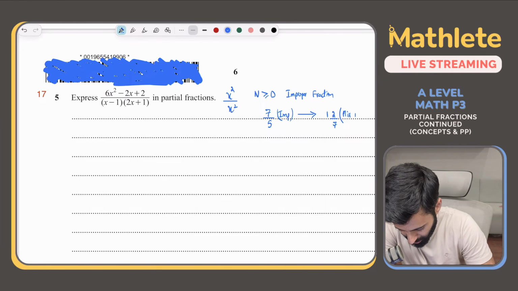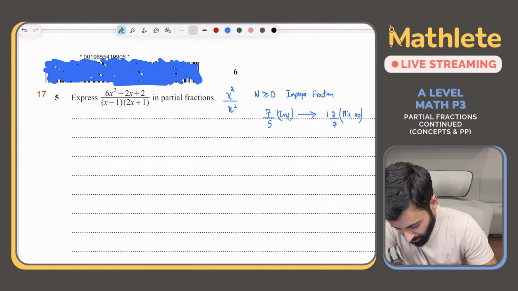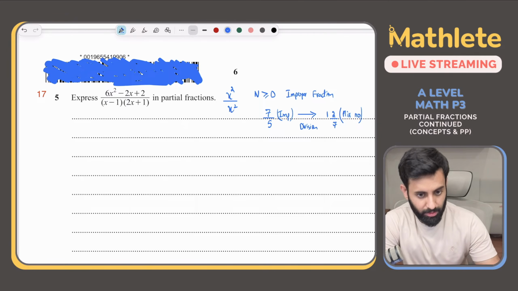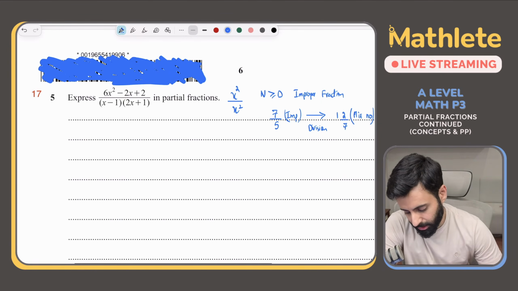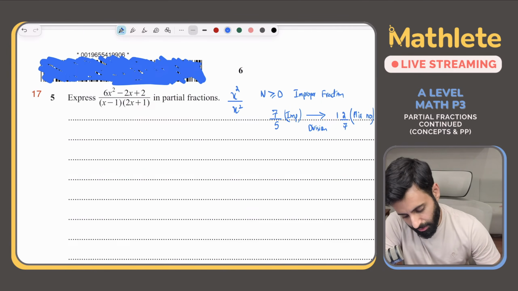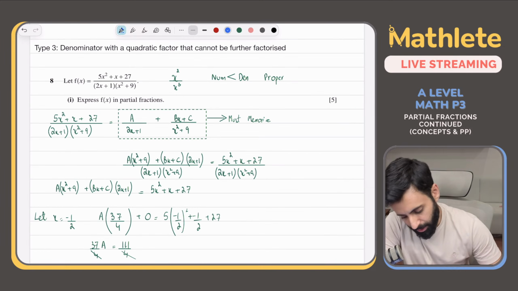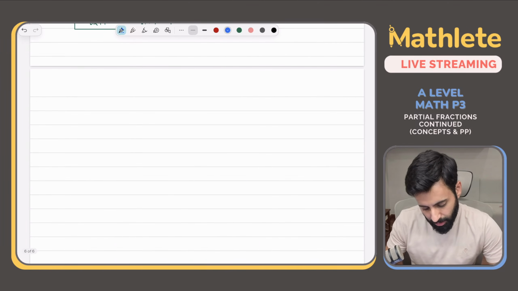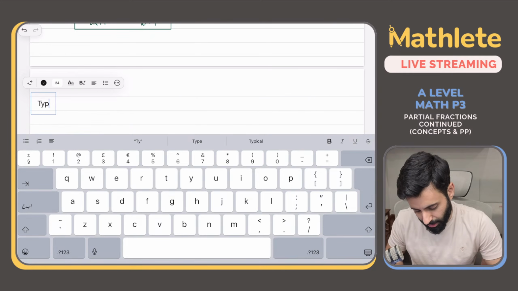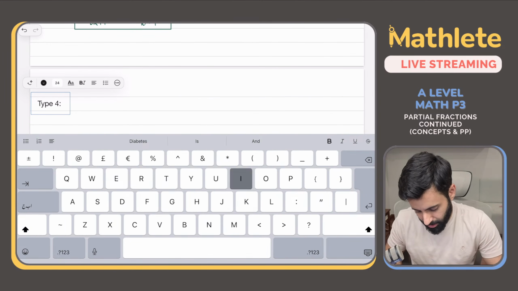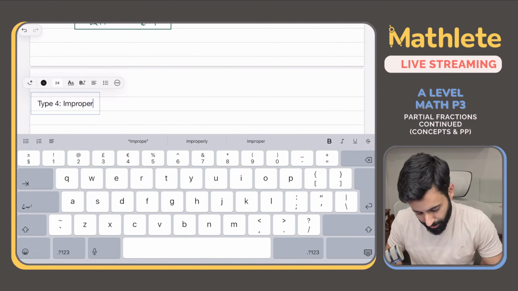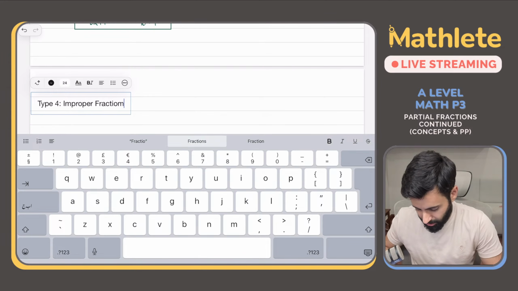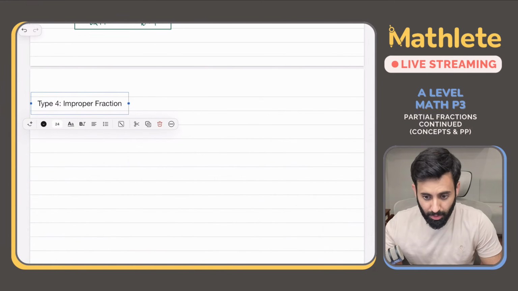Okay, so you do division to convert it to a mixed number. Except that when we are doing division with expressions, we call it long division. Before we move on, let me write some notes for you. So now we have type 4, which is improper fractions.